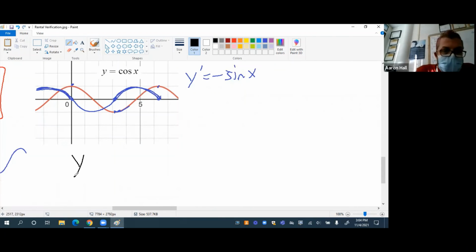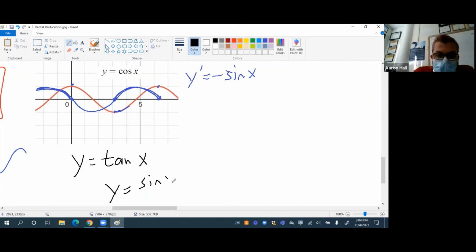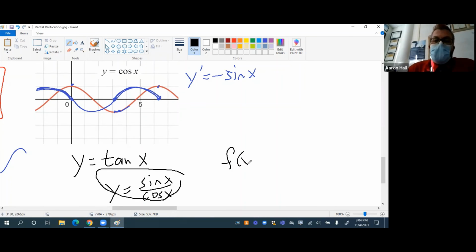Okay. What about y equals tangent of x? Well, we do know something about tangent of x. We know an identity for that. Yeah, we know that this is sine of x over cosine of x. How would you take the derivative of this? There's a special rule that we have to follow if we have a function over a function. It's the quotient rule. Low d high.